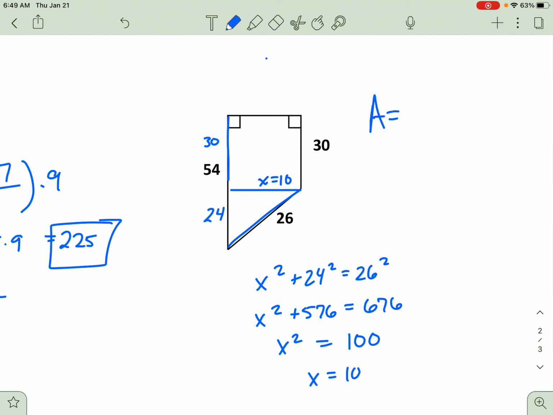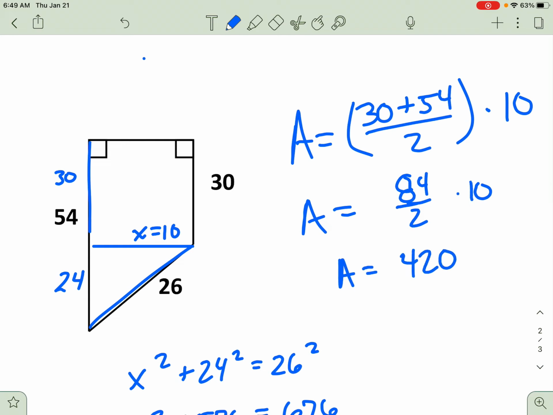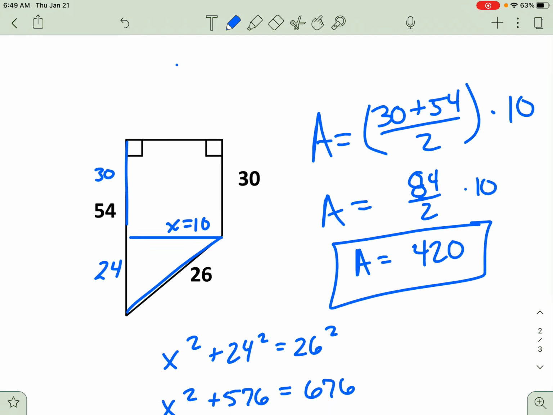So now you can find your area. You have base 1, which is 30, base 2, which is 54, divided by 2, times the height, which is 10. So this would be 84 divided by 2 times 10. 84 divided by 2 is 42, so this would be 420.